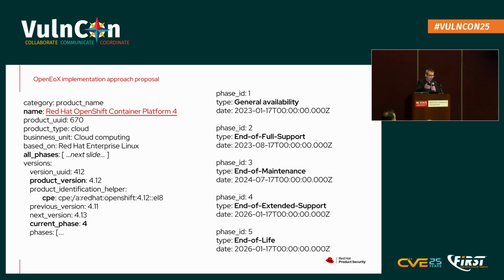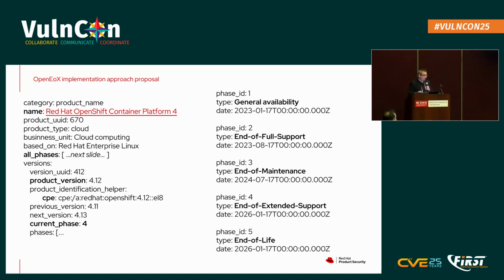So we have a product identified with a dedicated UID. We have a product type, which is information about what exactly it is. In this case, it's a cloud product. Business unit, something that is important for Red Hat, is cloud computing. Information about the parent product, in this case, Red Hat Enterprise Linux. Every product must have all the phases that are used in this particular product associated with it. I will show it in the next slide.